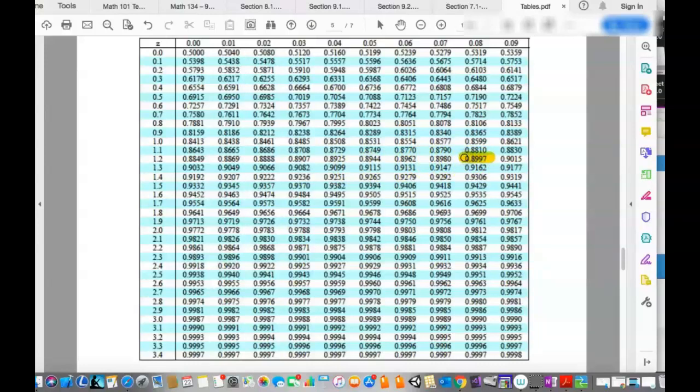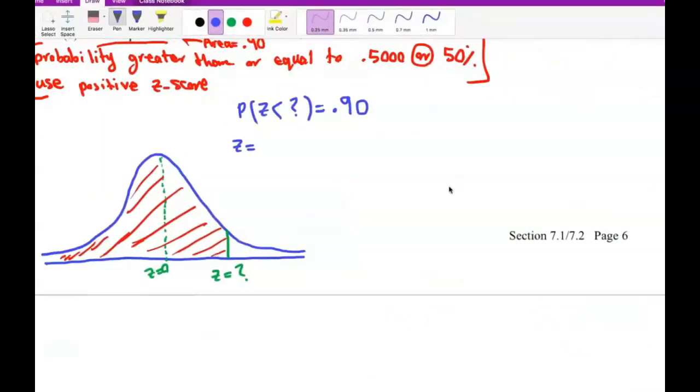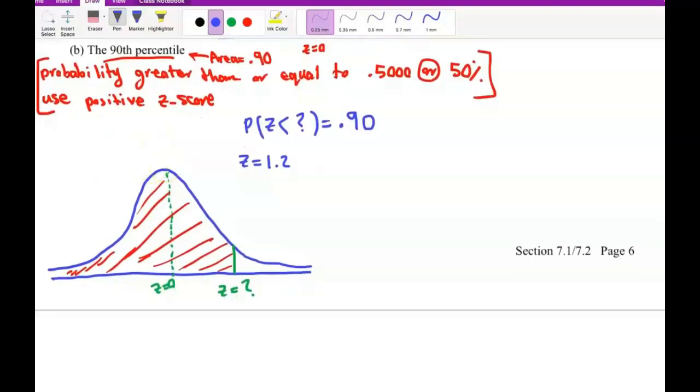Okay, so I have these two numbers. I have 0.8997 and I have 0.9015. We need to choose the closest one to 0.90 or 90%. So this is the closest one. I'm not choosing that one, so I'm choosing this number, that is the closest to 90%. Going to the left, here we have 1.2. And going on top, here is 0.08. So adding these two numbers, we have 1.28. That is the Z score. Okay, so Z is equal to 1.28.